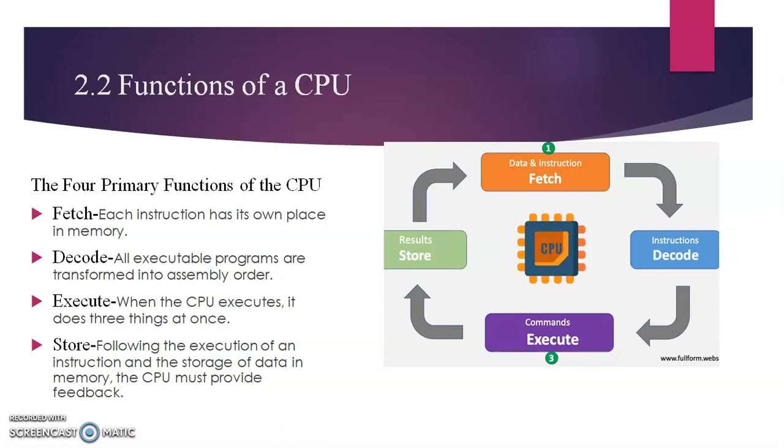2.2 Function of a CPU. The four primary functions of the CPU. Fetch: each instruction has its own place in memory. Decode: all executable programs are transformed into assembly order. Execute: when the CPU executes, it does its thing at once.